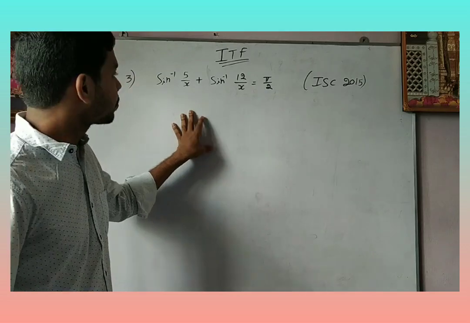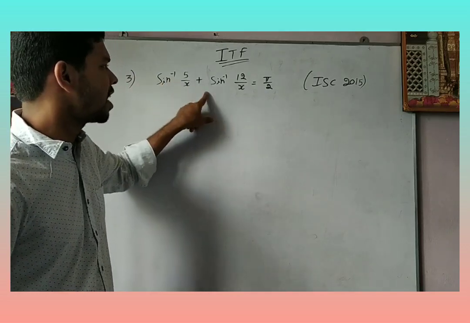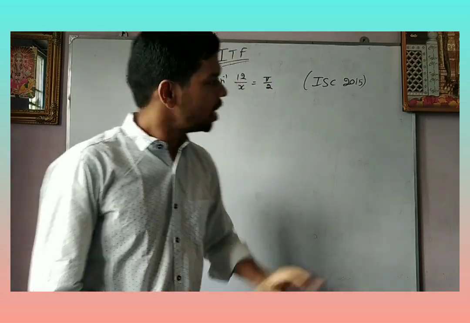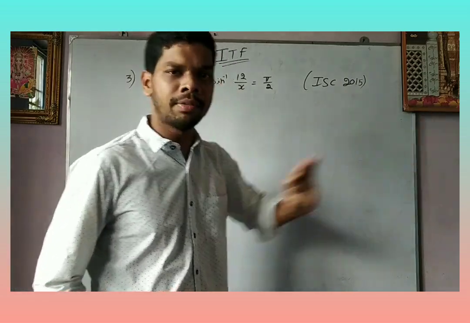Question number 3. Sin inverse (5 by x) plus sin inverse (12 by x) is equal to pi by 2. It's also a board question, ISC 2015.